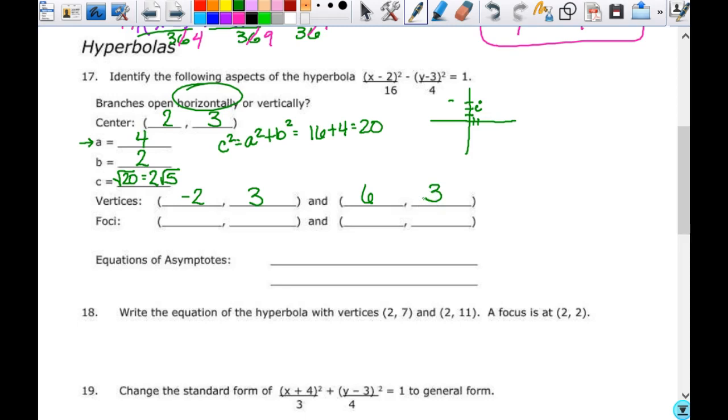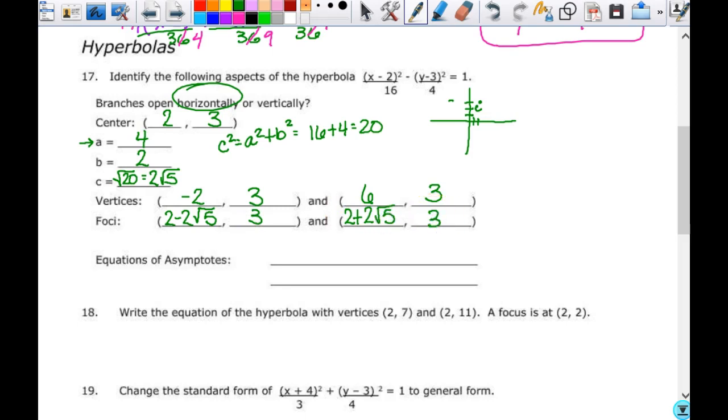Then the foci, still going horizontally, and so I'm changing the X value. So this is going to be 2 minus 2 square root of 5, 3, and then 2 plus 2 square root of 5, 3.